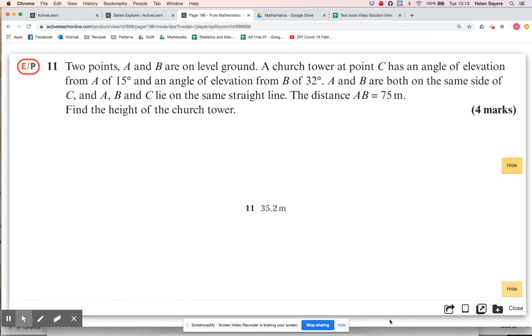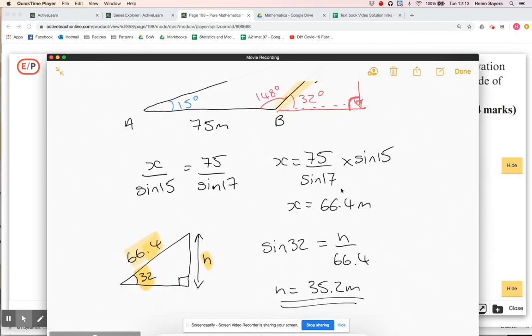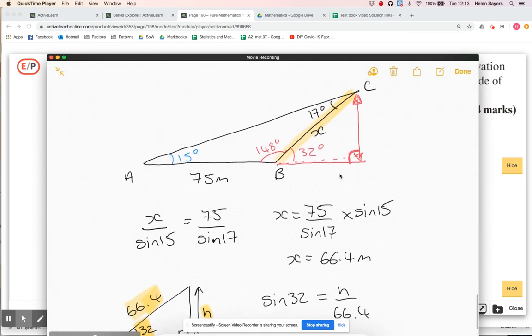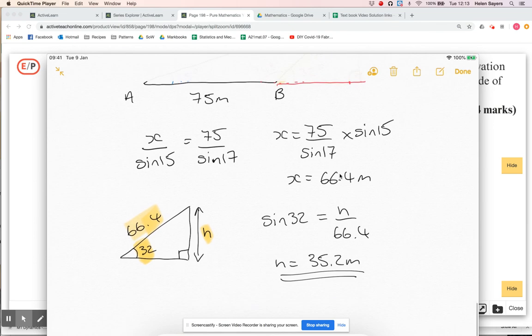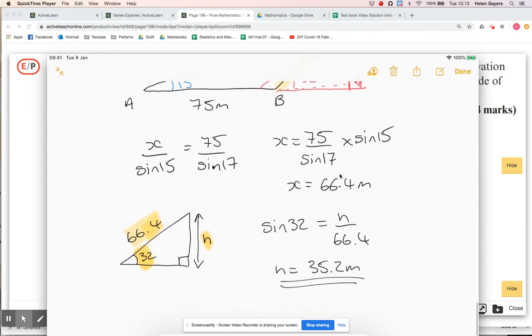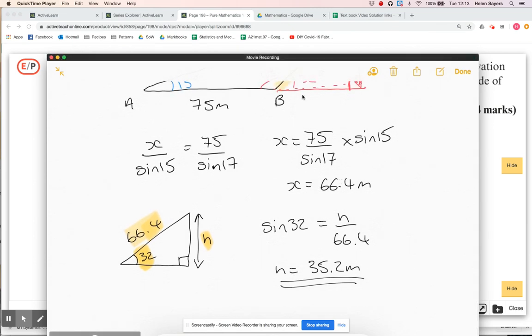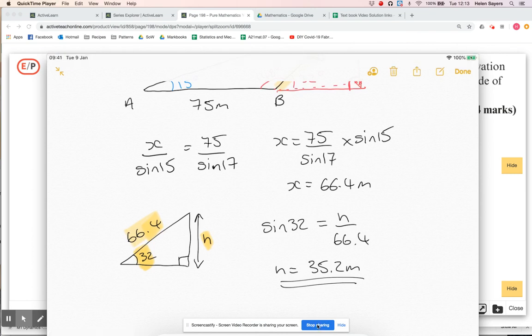35.2, brilliant. So that method was not at all obvious until we started drawing out the triangle and thinking about what we could find. So don't worry, if you read a question like that and you're not sure straight off, just draw it out, start finding any values you can, and then hopefully you'll spot how to complete it.